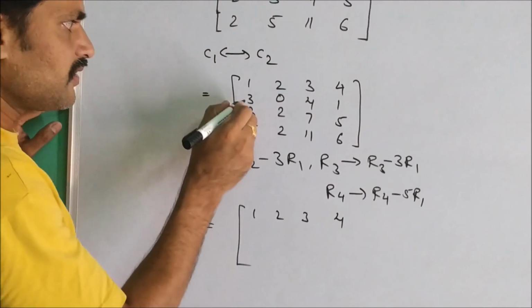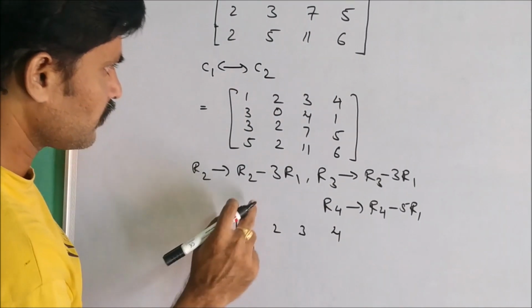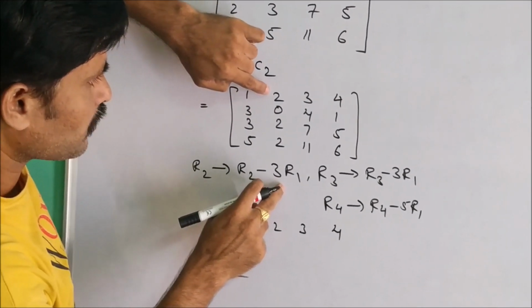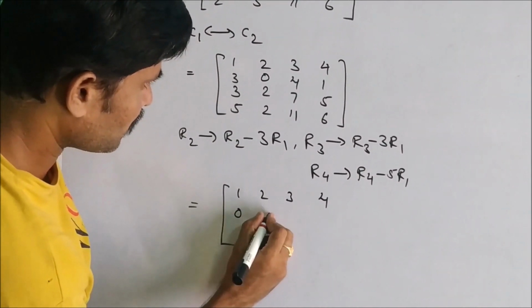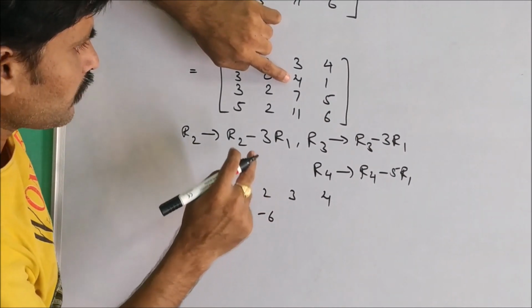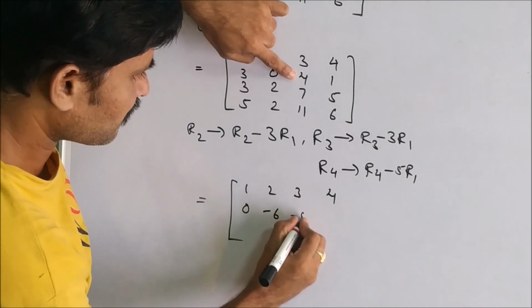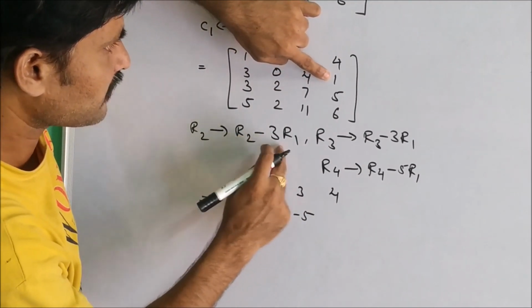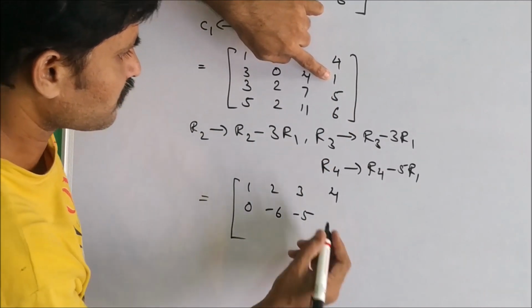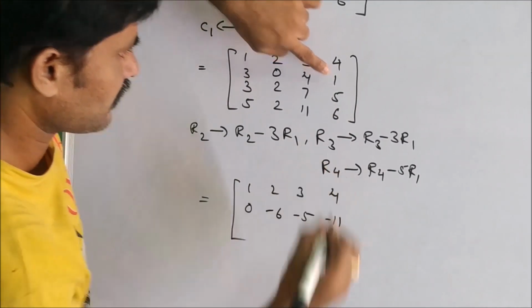In the second row, 3 minus 3 is 0. Next, 0 minus 3 into 2 is minus 6. Next, 4 minus 3 into 3 is 4 minus 9, minus 5. And 1 minus 3 into 4 is 1 minus 12, which means minus 11.